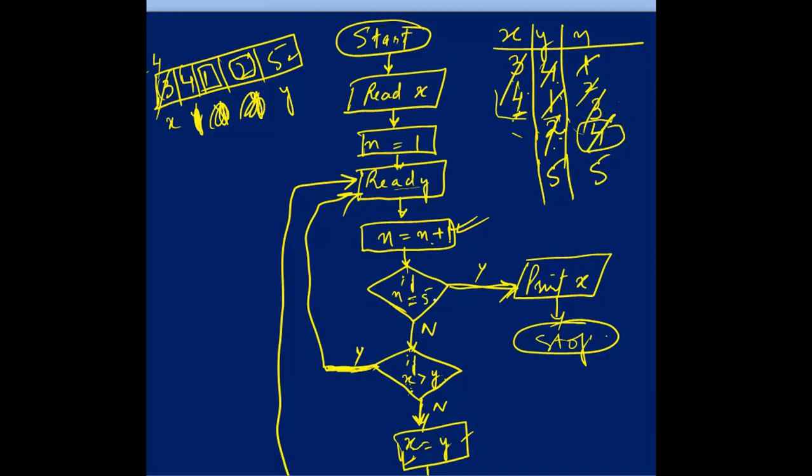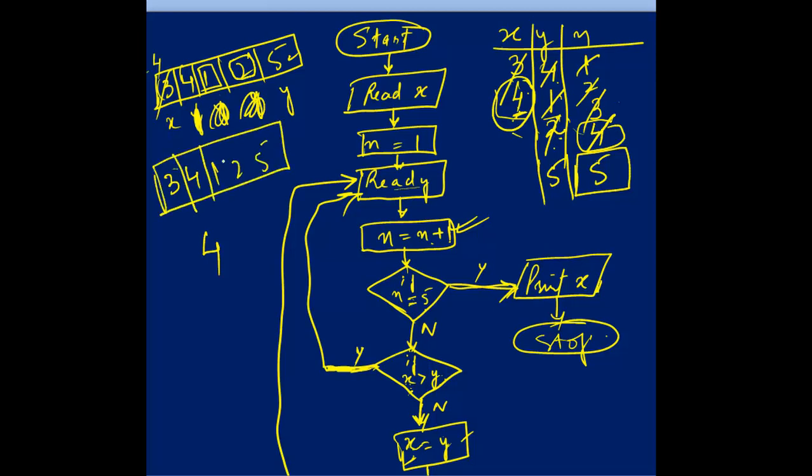Now it will check if n is equal to 5. Yes, n is 5 this time. So it will move towards yes and it will print x. But the value of x is 4. It will print 4 as the greatest. But if you can see, our numbers are 3, 4, 1, 2, 5. Which is greater? Is 4 greater or 5 greater? We are getting the wrong answer. We are getting 4.